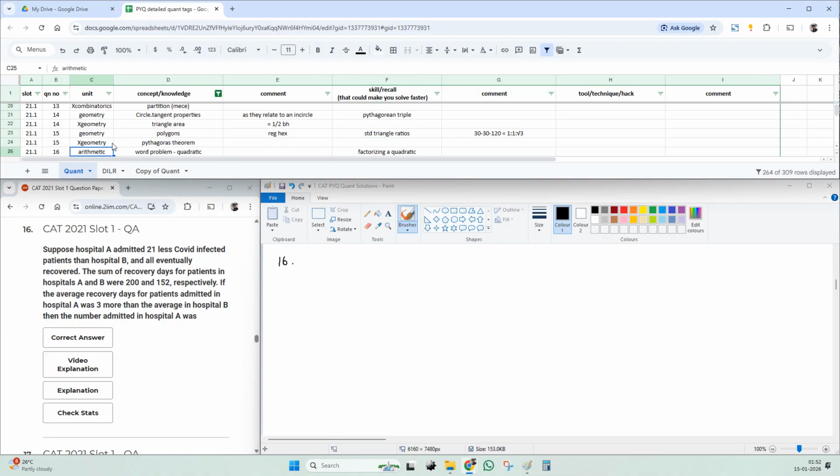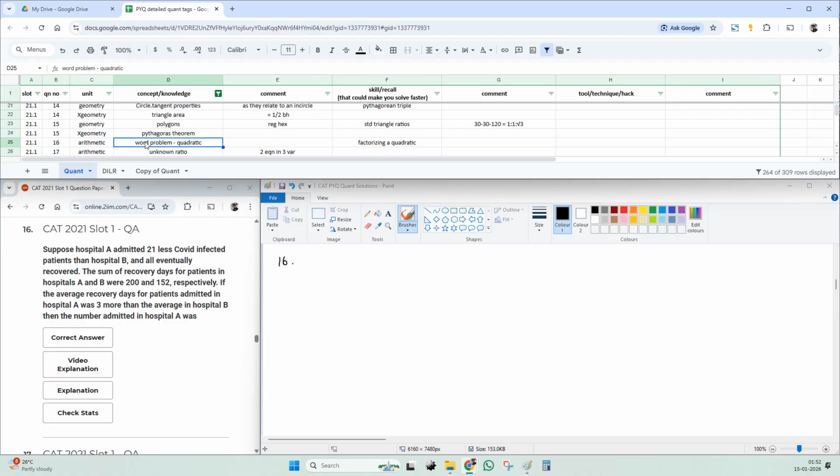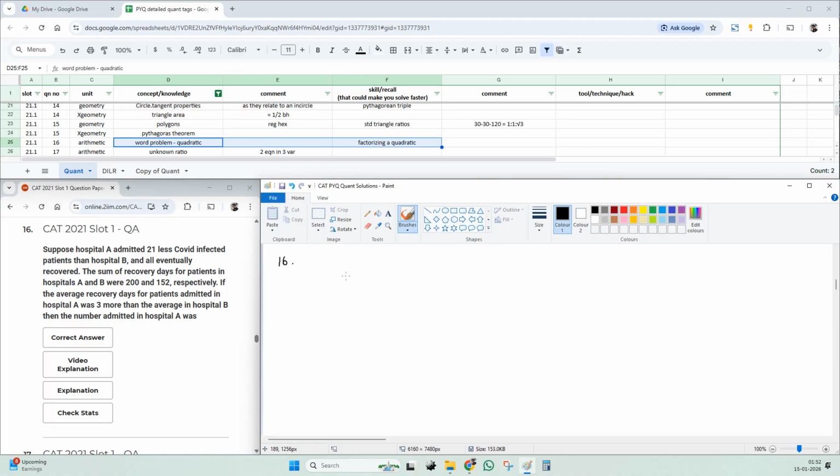It's question 16. Just the one tag I've given, probably more is there. Word problem quadratic, what could speed up your solution is being able to factorize a quadratic quickly. That is kind of obvious. But let's look at the question. How do you frame this? The word problem part is probably what prevents you from solving. Solving the quadratic should be easy after.